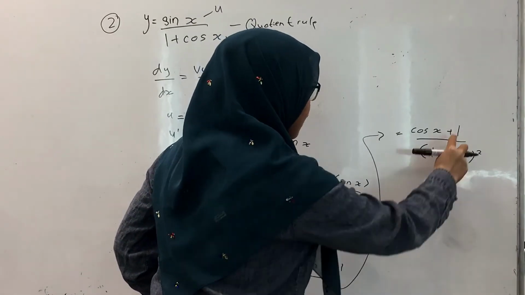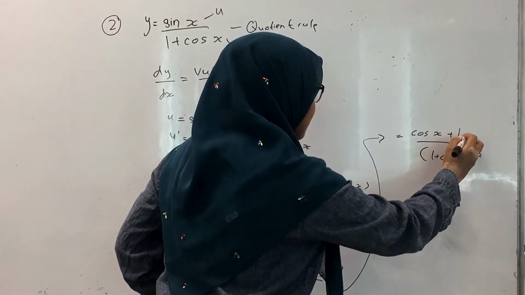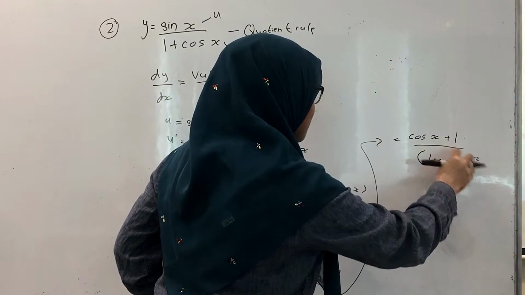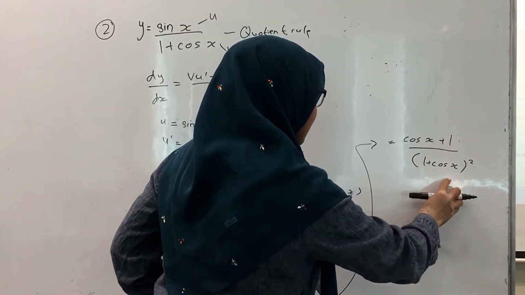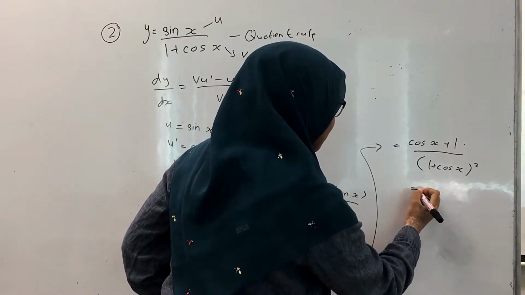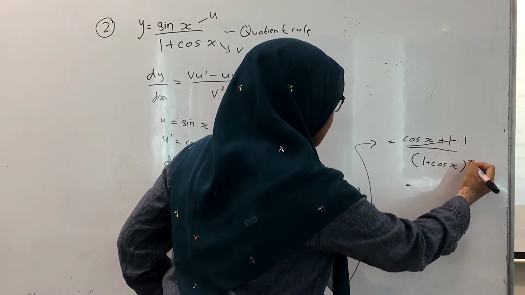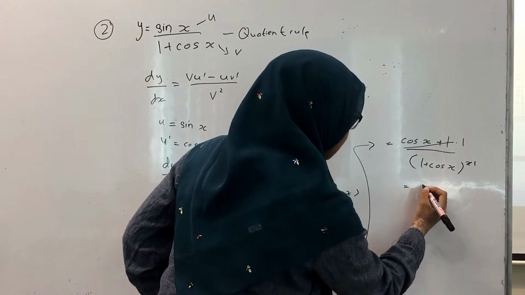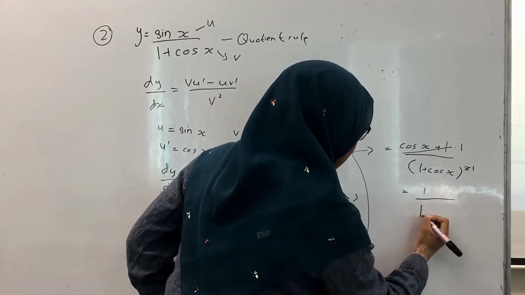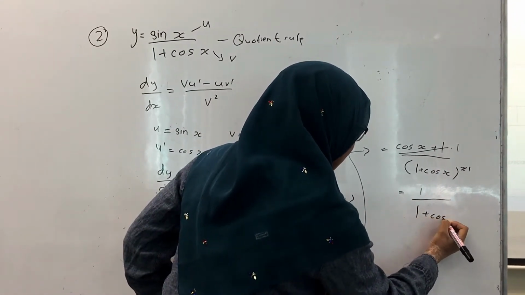So we can cut above and bottom because it's the same. This one will be 1, or this one will be all of 1. So the answer will be 1 over 1 plus cos x.